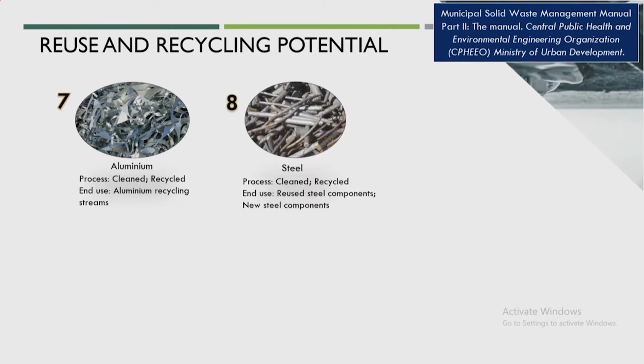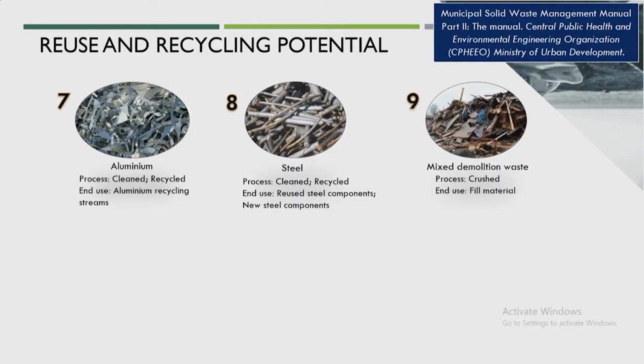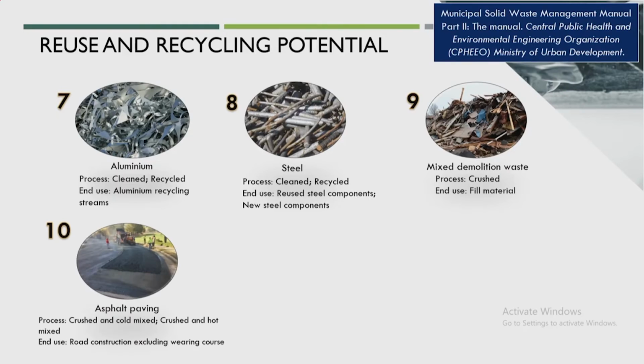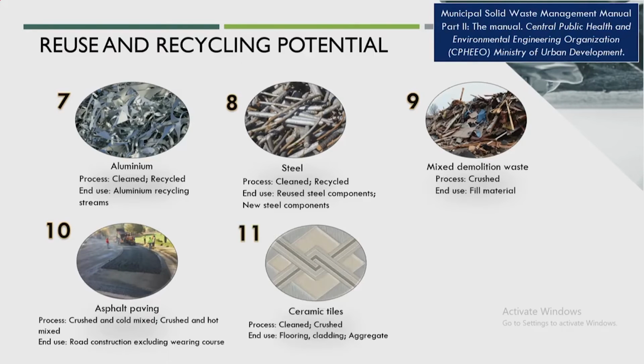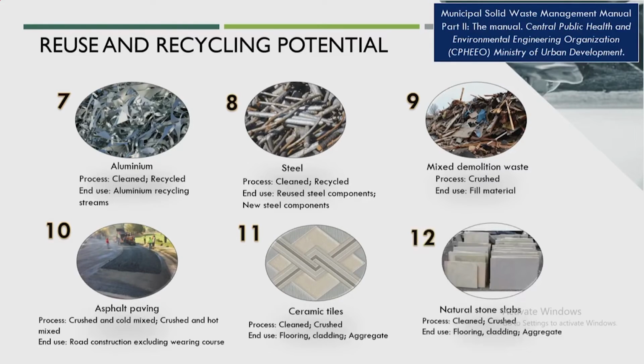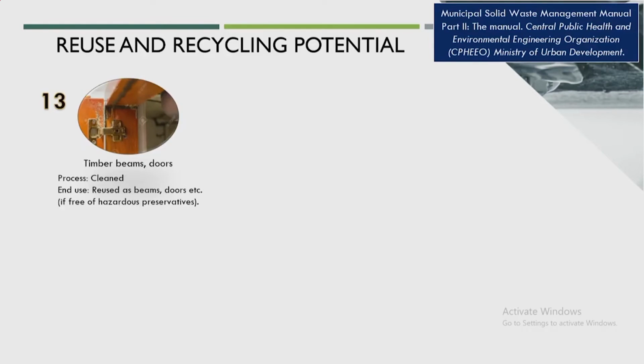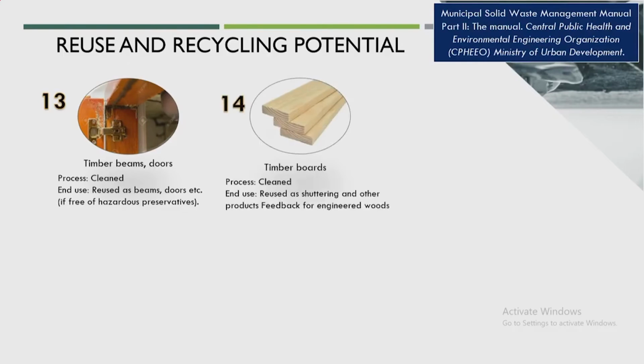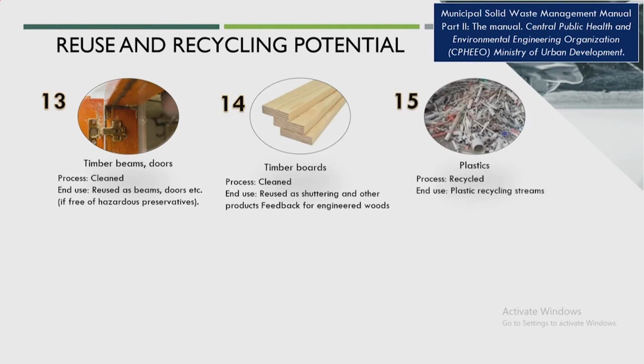Aluminum is a recyclable material, and all steel components are recyclable; new steel components can be created, and from aluminum also. Mixed demolition waste can be used as fill material. Asphalt paving can be used for road construction, and ceramic tiles can be used for flooring and also for aggregate production. Natural stone slabs can also be used for flooring or aggregate production. Timber beams and doors can be reused as beams or doors if not hazardous. Timber boards can also be used for shuttering, or engineered wood can be created from them.